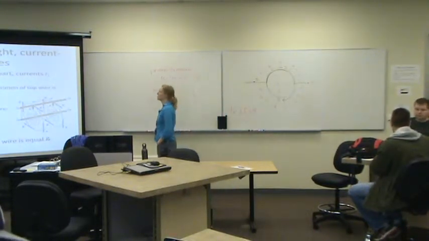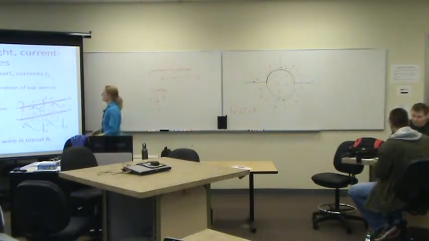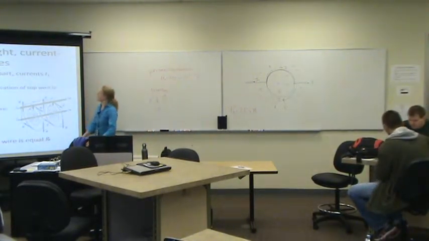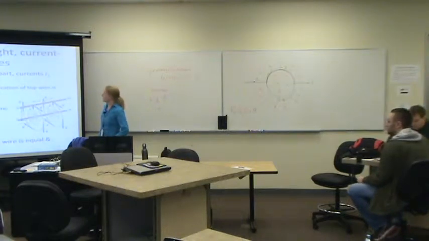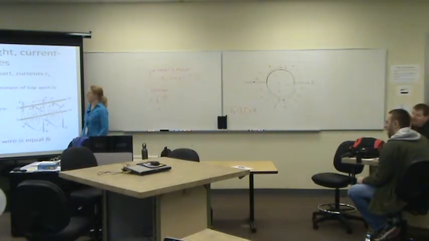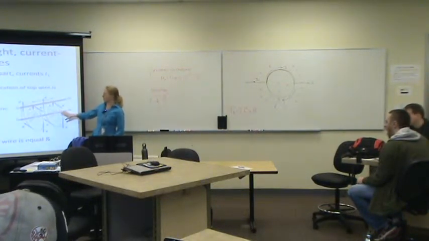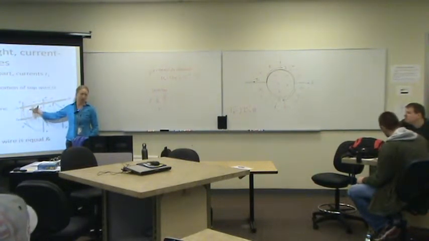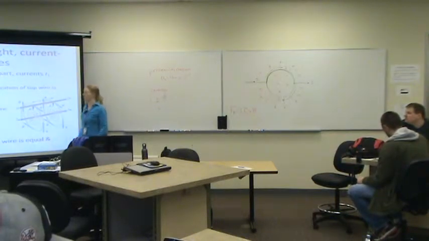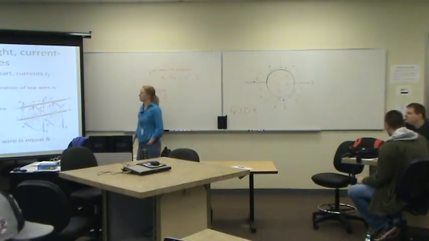So let's say we've got two long wires a distance r apart, carrying currents I1 and I2. In my calculations here, I1 is the bottom wire and I2 is the top wire. This picture from the book uses I and I prime, which I think is a little confusing. So I've used subscripts I1 and I2.